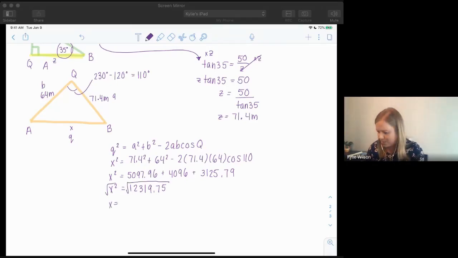So we'll do square root 12319.75, which is 110.99, which we could round to 111, which for me is just rounding error because I typed everything out. So it turns out that Mr. Kaufman was super close, which is awesome. So that is our solution.